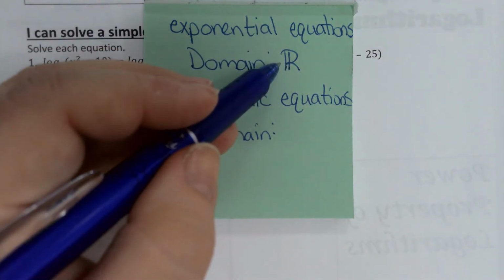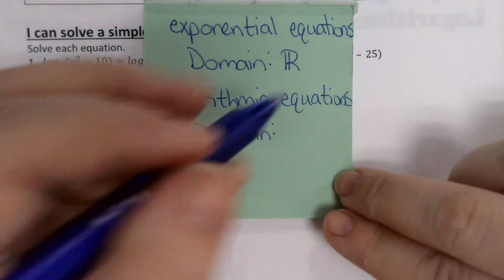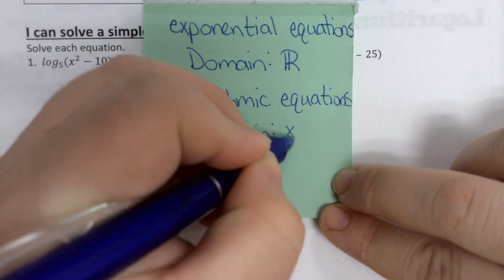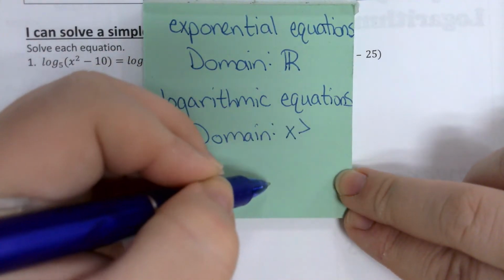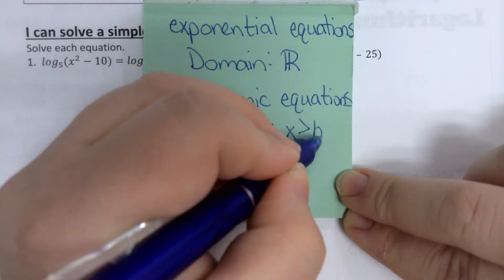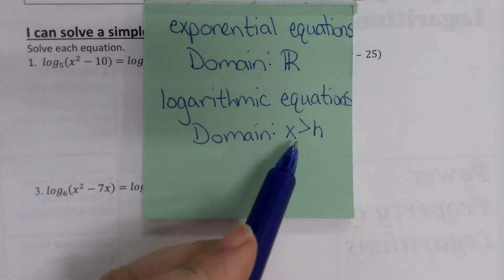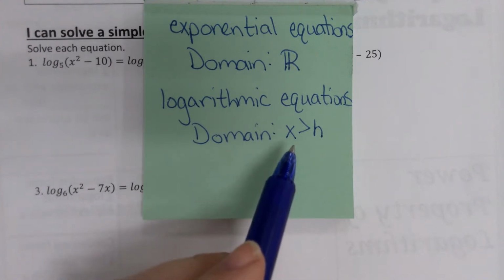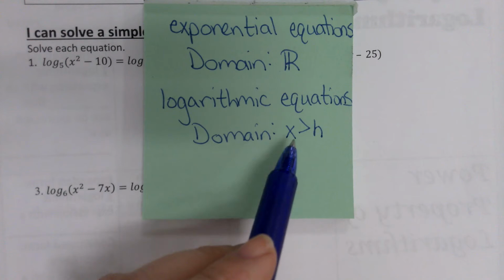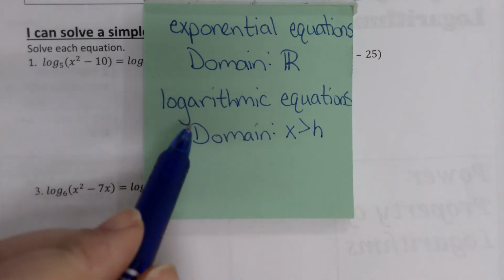can be x. But we saw in logarithmic equations, when we were graphing them, that our domain ended up being x is greater than or equal to whatever our h value was. So there was a number that kind of started our domain and continued on. That means that there are numbers that are excluded, or numbers that cannot be x. That means that you could potentially have extraneous solutions if you're solving a logarithmic equation.